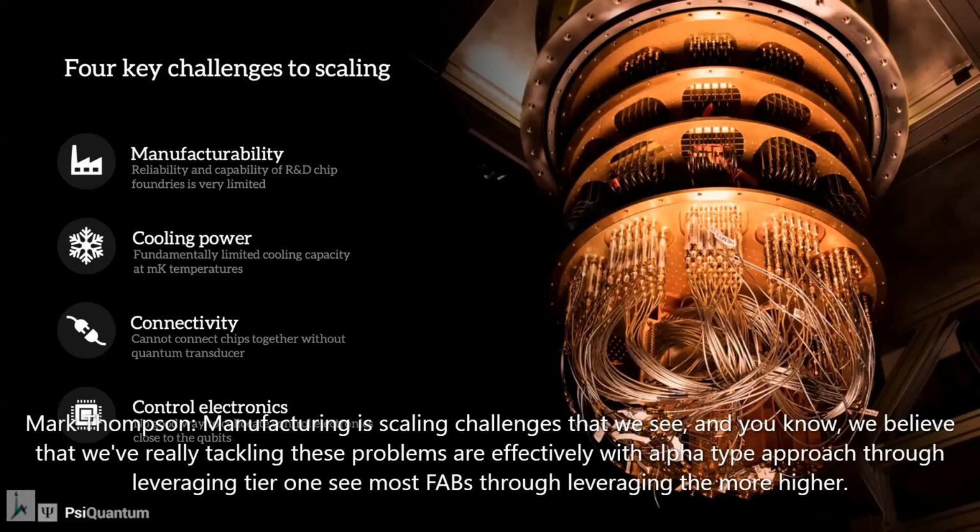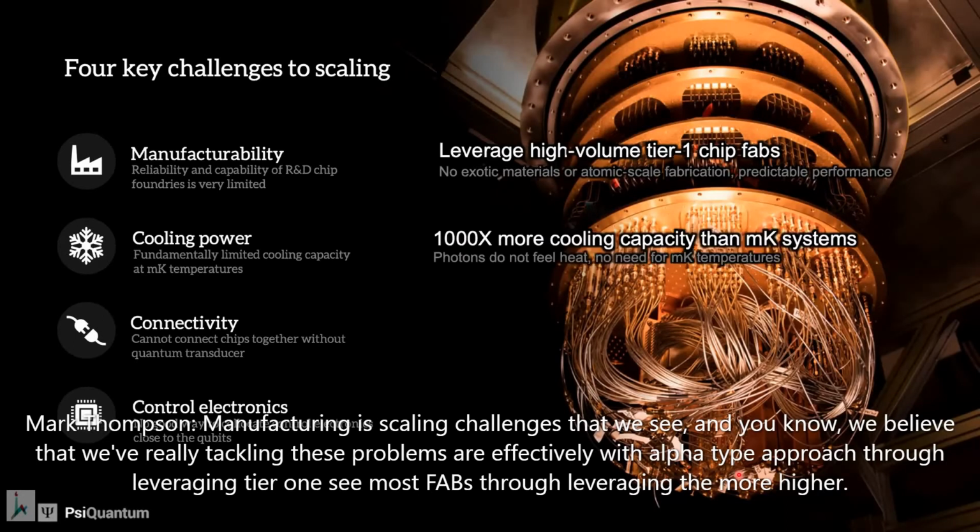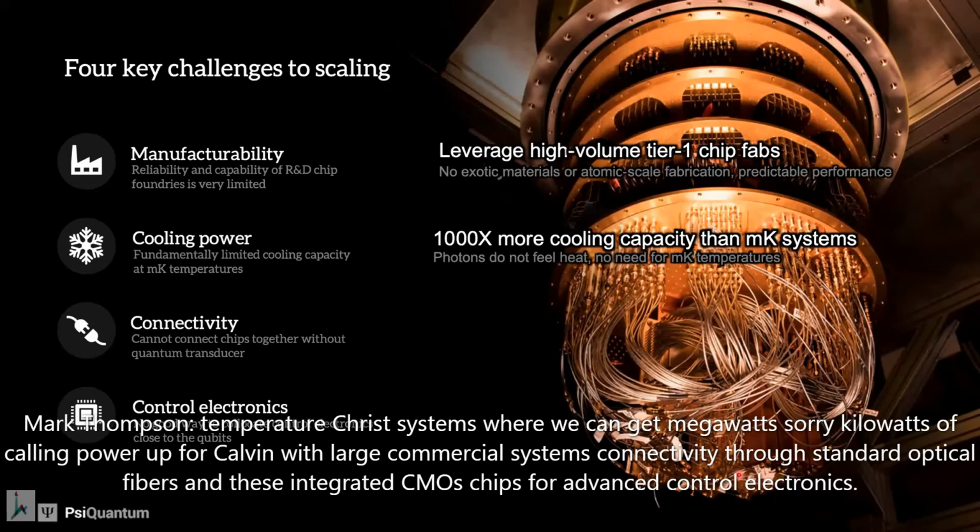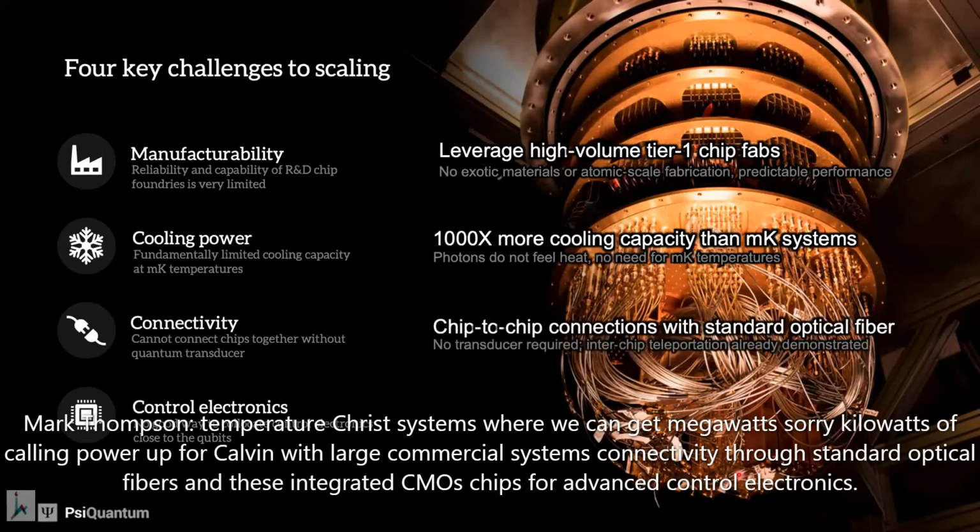And we believe that we're really tackling these problems very effectively with our photonic approach through leveraging tier 1 CMOS fabs, through leveraging the higher temperature cryo systems where we can get kilowatts of cooling power at 4 Kelvin with large commercial systems, connectivity through standard optical fibers, and these integrated CMOS chips for advanced control electronics.